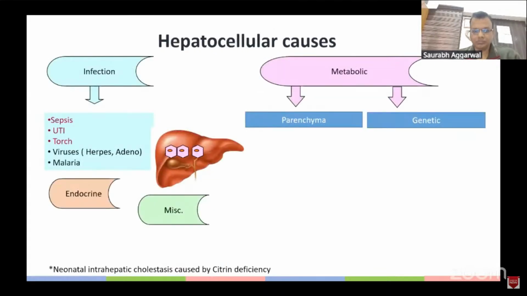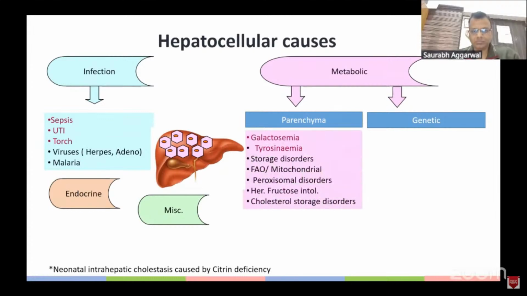So what are the various hepatocellular causes? The first and foremost thing to consider is infections like sepsis, urinary tract infections, TORCH infections, and several viral causes like herpes and adenovirus, and malaria. Different types of metabolic causes may affect the parenchyma of the liver, like galactosemia, tyrosinemia, storage disorders, mitochondrial disorders, peroxisomal disorders, hereditary fructose intolerance, and cholesterol storage disorders.